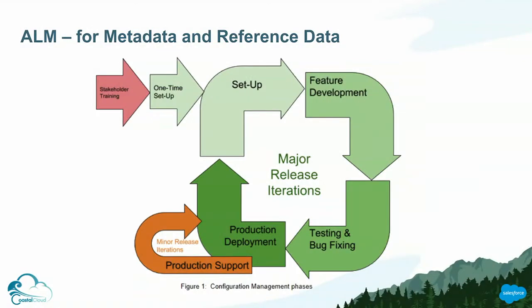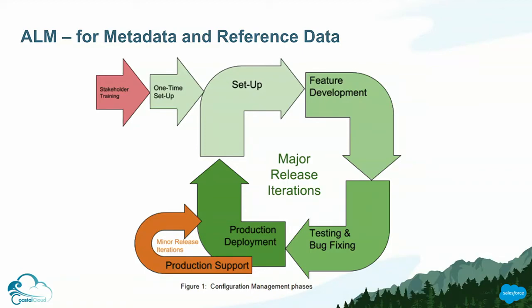At Coastal Cloud, we come to our clients with a methodology to make sure we deliver our projects with high quality and efficiently. And as part of our methodology, we have an ALM process. My key message here is that when you're developing your ALM process, it's not just about moving your declarative and your programmatic changes through the metadata, but you also have to make sure that you're treating reference data as a first-class citizen and considering how you're going to get the reference data deployed with your project.